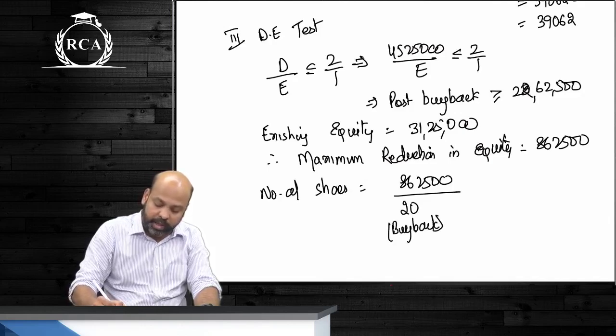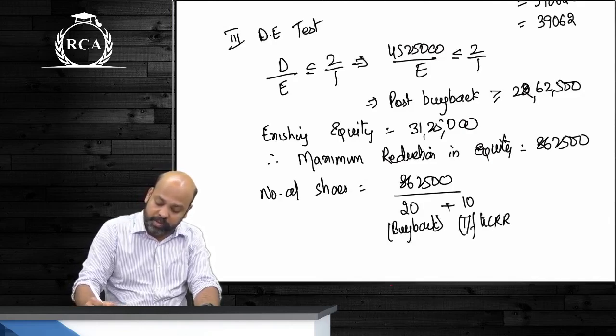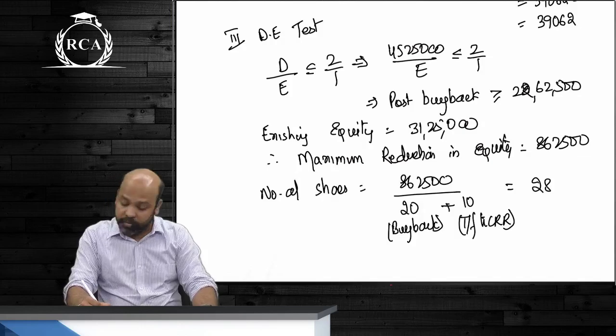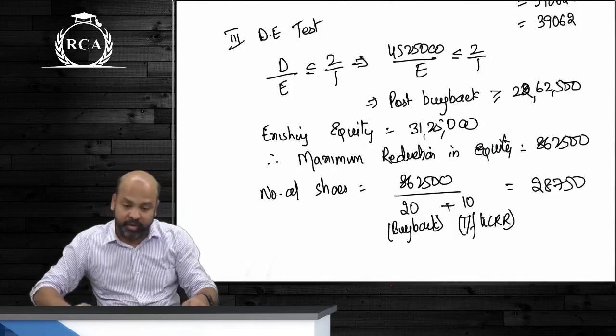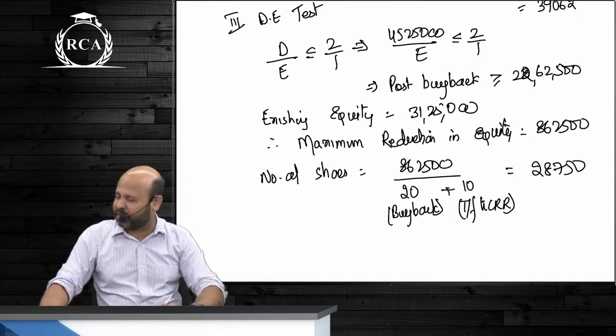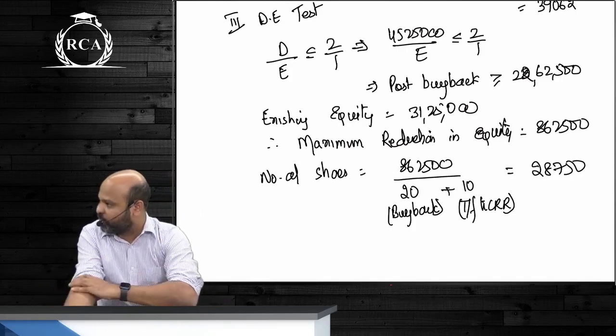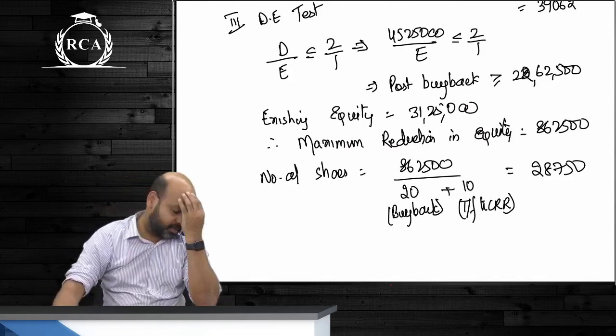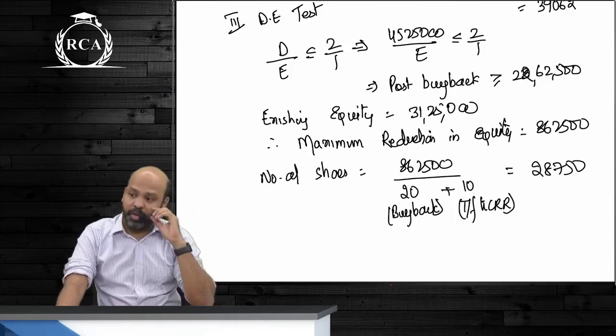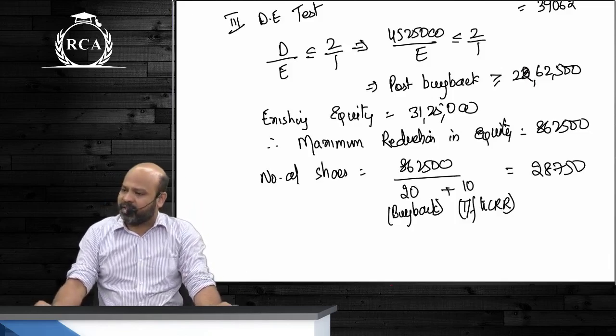To this you will add 10 rupees. This is the transfer to CRR. How much will be the amount, guys? 28,750. Of the three, which is the lowest, beta? Which is the lowest? 28,750. So you will be able to buy back only 28,750 shares.